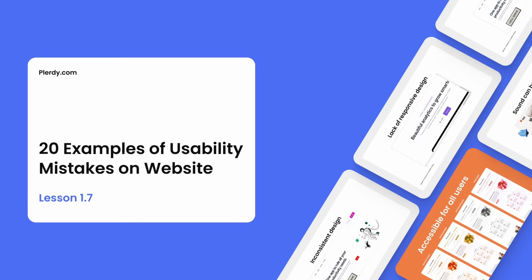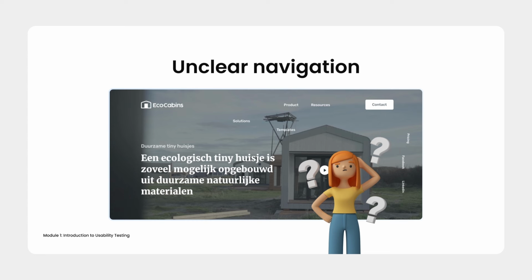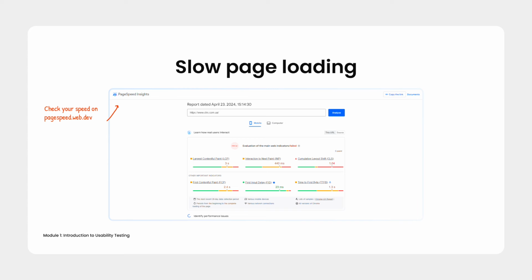Lesson 1.7. In this lesson, we'll examine 20 common usability mistakes found on websites. Understanding these issues will help you avoid them in your own projects. Unclear navigation. A website should have an intuitive navigation menu that allows users to find what they're looking for easily. Slow page loading times. Speed is crucial for user satisfaction. Keep your pages lightweight and optimize images to improve load times.